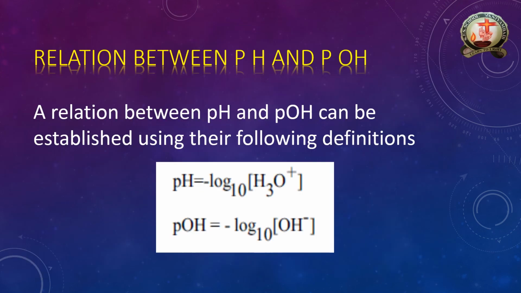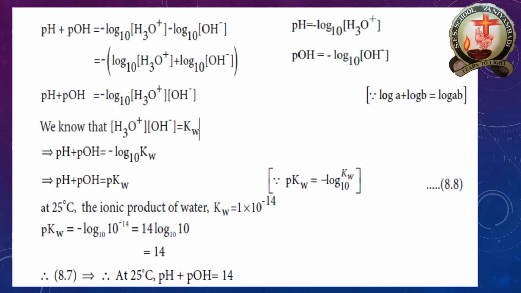Then the relationship between the power of the hydrogen ion and the power of the hydroxyl ion. We can summarize the two equations. This is equation number 1 and this is equation number 2. I can add both equations. So pH plus pOH is equal to minus log of hydronium ion minus log of hydroxyl ion. I can take the minus commonly on the outer side, because for convenience I can substitute this formula here. This formula comes under log A plus log B.